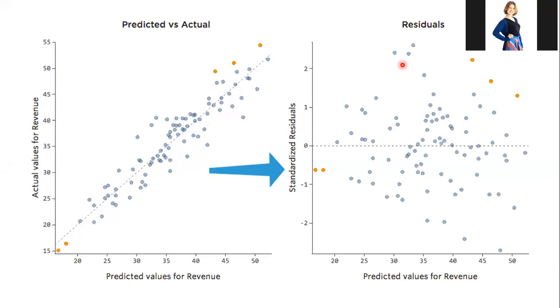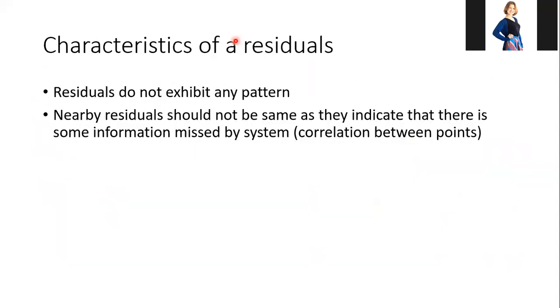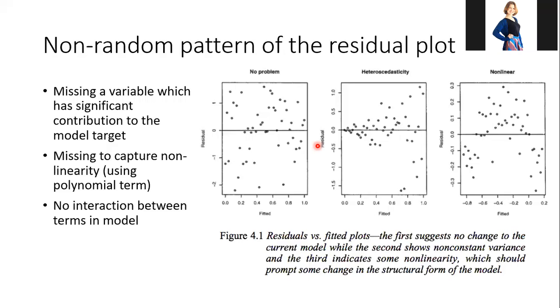How could we analyze this model? Here are some characteristics of residuals. Residuals do not exhibit any pattern, it's random. Nearby residuals should not be the same, and if they are, it indicates that there is some information missed by the system. So if you have some correlation between points, it means that we missed something in our model, and we need to return to the synthesis of the model and add it.